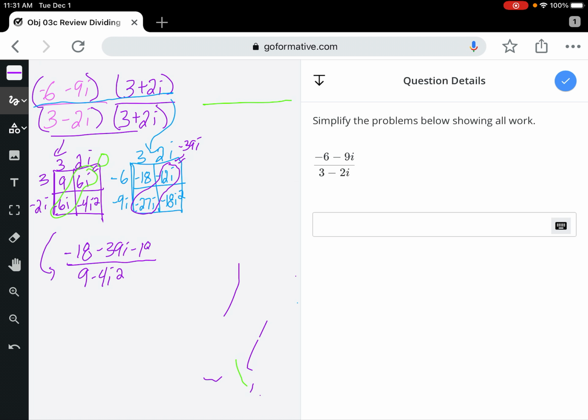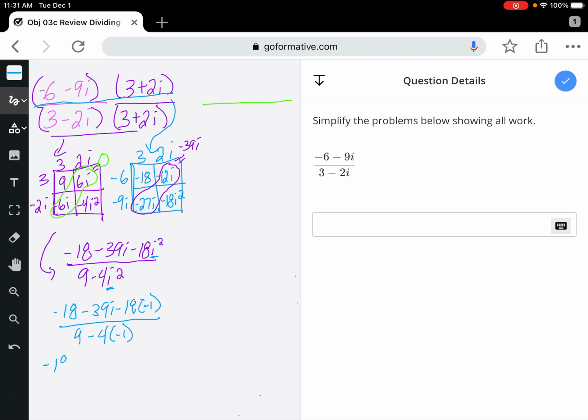minus 18i squared. Okay, so let me just erase all this because I know it can be kind of confusing. So we're going to go on from here. I'm going to replace all of my i squareds with negative 1, so this ends up being negative 18 minus 39i minus 18 times negative 1 over 9 minus 4 times negative 1.